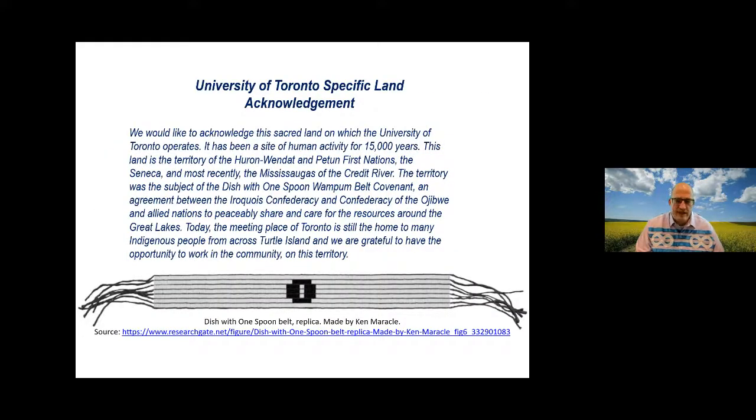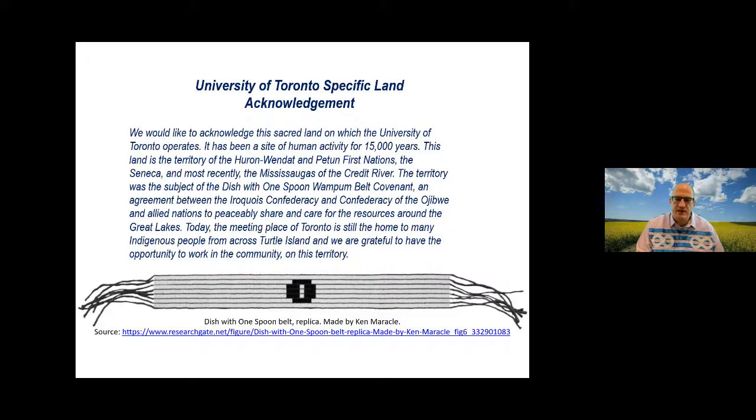Now that we have done the online acknowledgement, I'd like to share our University of Toronto St. George campus specific acknowledgement. We would like to acknowledge the sacred land upon which the University of Toronto operates. It has been the site of human activity for 15,000 years. This is the land of the Huron-Wendat, the Petun First Nations, the Seneca, and most recently, the Mississaugas of the Credit River. The territory was the subject of the Dish with One Spoon Wampum Belt Covenant, an agreement between the Iroquois Confederacy and the Confederacy of the Ojibwe and allied nations to peaceably share and care for the resources around the Great Lakes. Today, the meeting place of Toronto is still home to many Indigenous people from across Turtle Island. We are grateful to have the opportunity to work in the community on this territory.